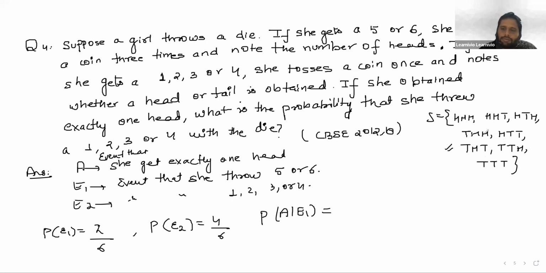Nabil, from this, what is the probability of getting exactly one hit? 3 by 8. Very, very good. Now, what is P(A/E2)? 2. What is P(E/E2)? That means she gets 1 to 3. 1 by 2. That's correct.